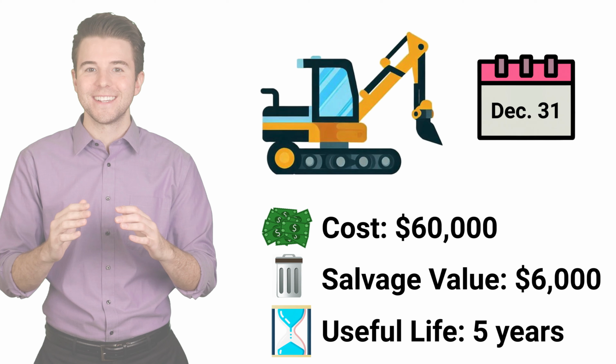Let's do an example. Assume a company purchased machinery on December 31st of this year. The machine costs $60,000 and the estimated salvage value is $6,000. The useful life is estimated to be 5 years.